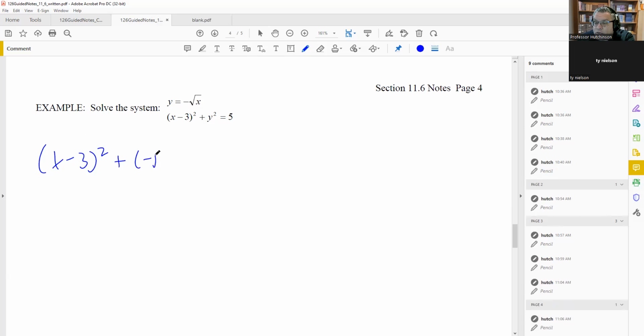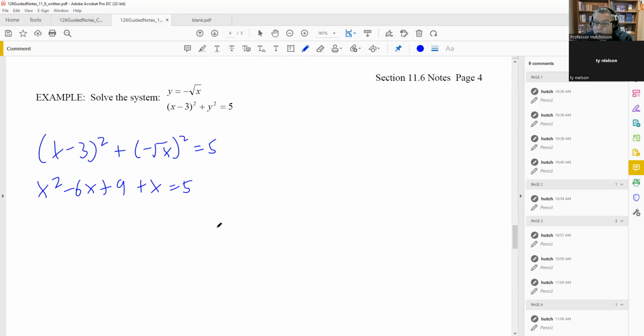So I'm going to get negative square root of x, squared, equals 5. I'm going to expand out the first one. So I get x squared minus 6x plus 9. Again, it's (x minus 3) times (x minus 3). The square is going to get rid of the negative and the square root. So I just get plus x right there, equals 5.